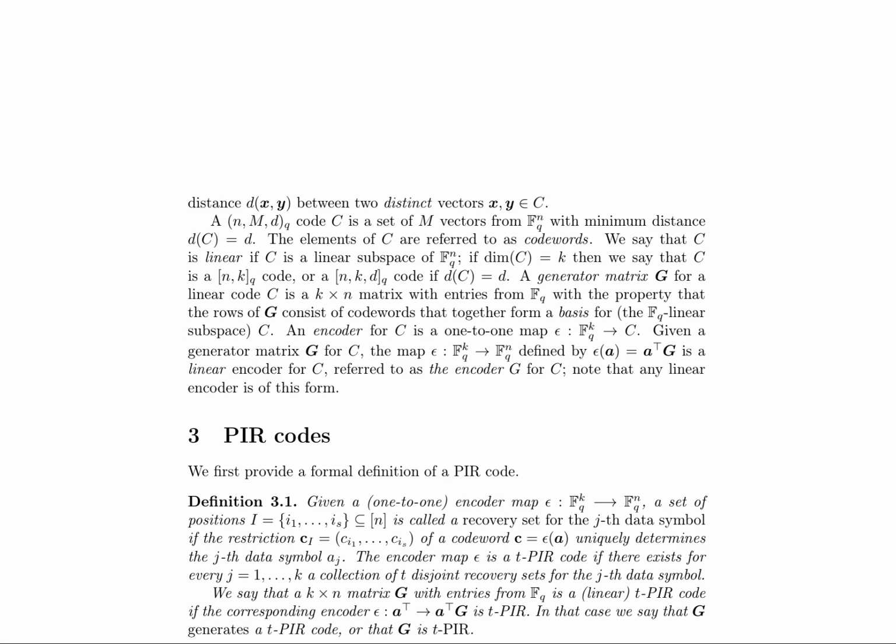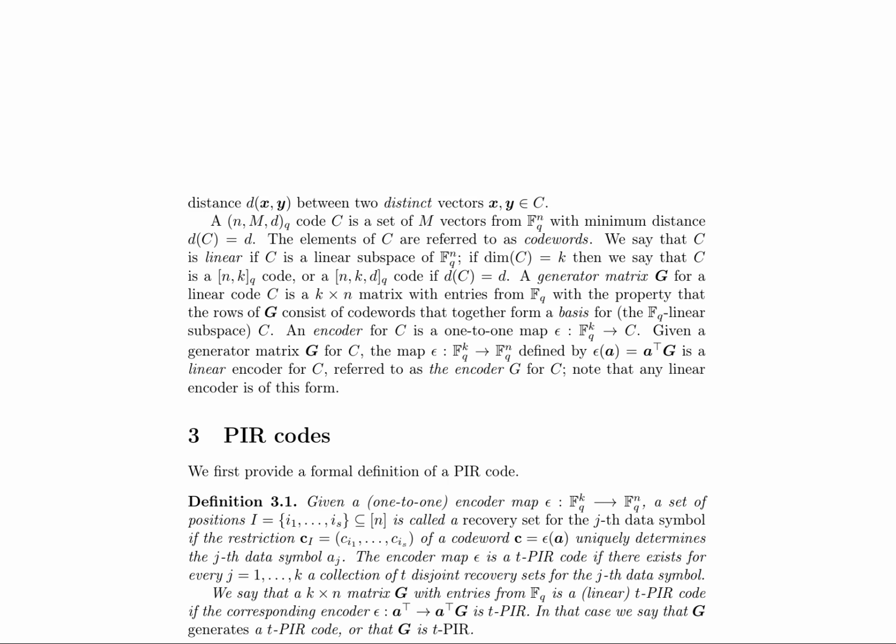A generator matrix G for a linear code C is a K times N matrix with entries from F_Q, where the rows of G consist of codewords that form a basis for C. An encoder for C is a one-to-one map ε from F_Q^K to C, and a linear encoder for C is defined as ε(a) = aG.